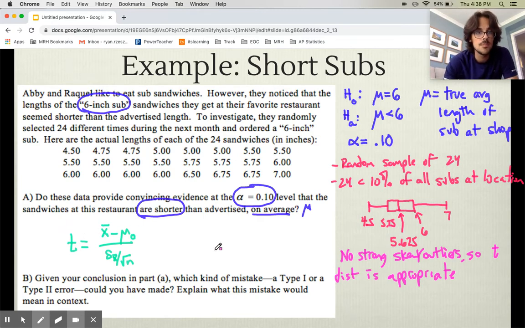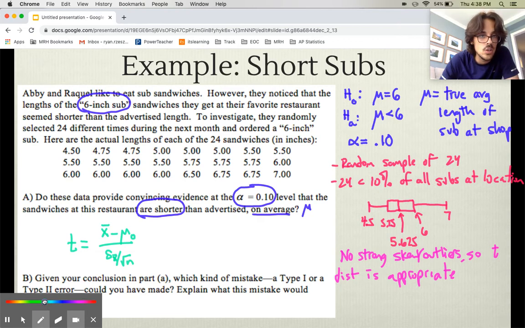Now this formula starts out with an x bar. I do not yet know what x bar is. I have to find the average of these numbers. I do know what the mean is. The mean in the H0, that's going to be 6. So I can at least plug that in.